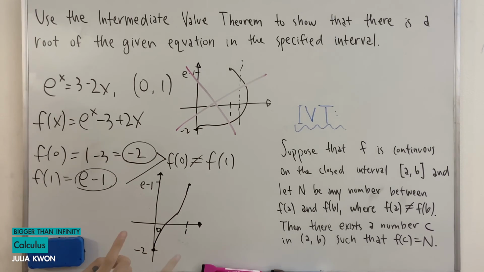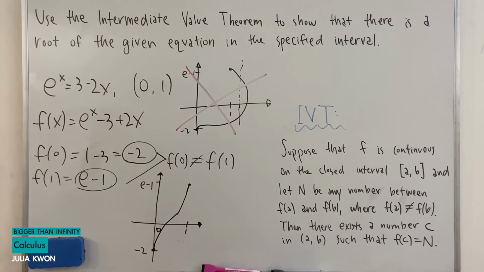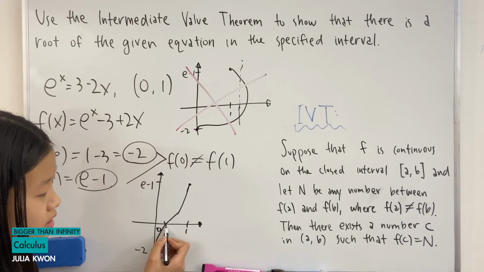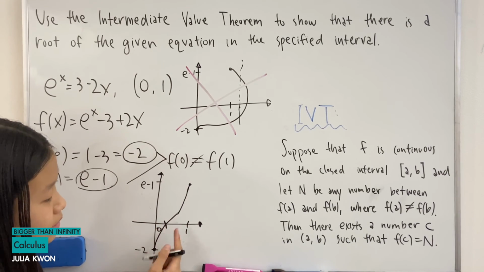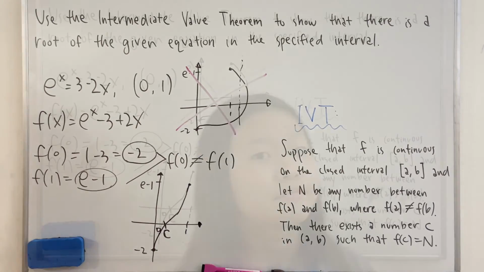Okay, so we just showed that there is a root of the given equation in the specified interval by using the intermediate value theorem. And so, about here, if the function looks like this, about here would be the c value.